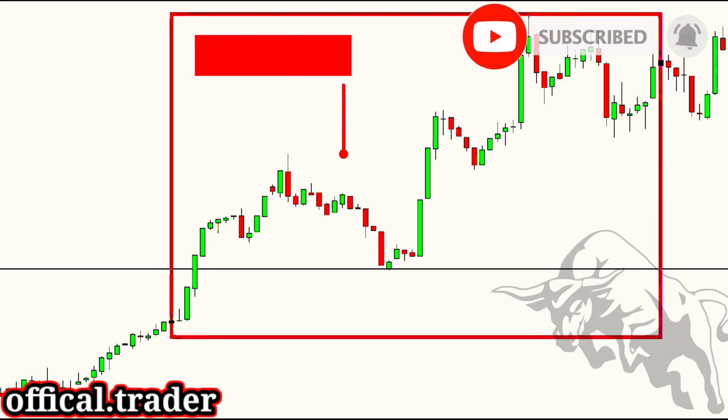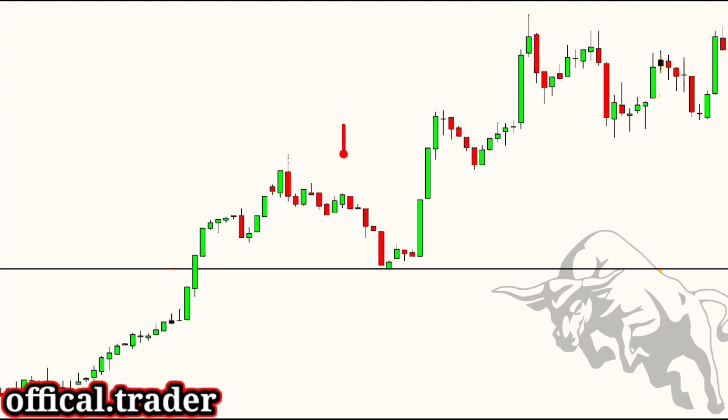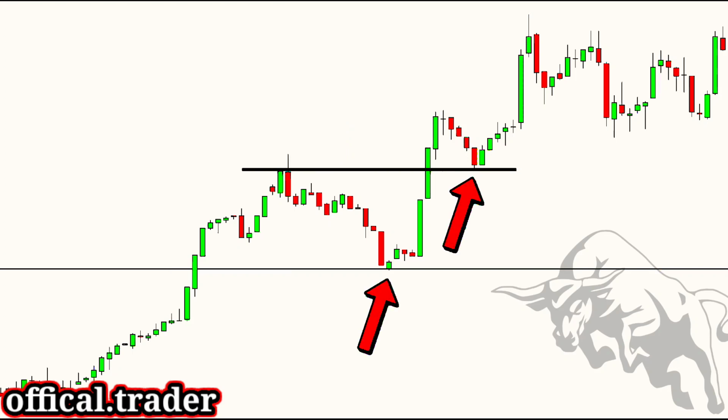Looking at this chart, an hour of trading time takes place in this entire area. As you can see, there were multiple price action trade opportunities within this period of time for the scalping trader who was alert for trade setups.